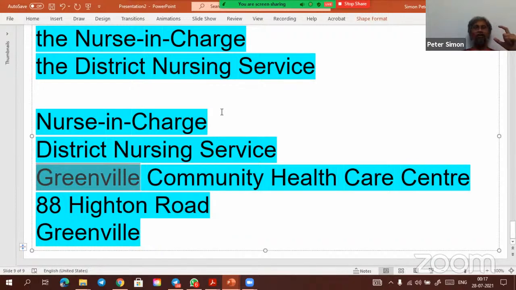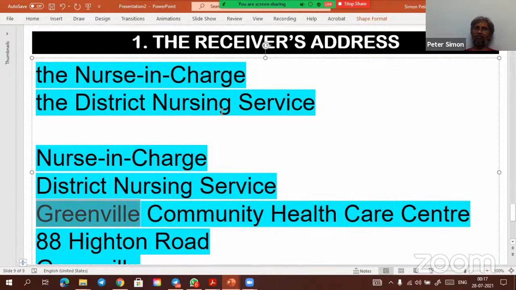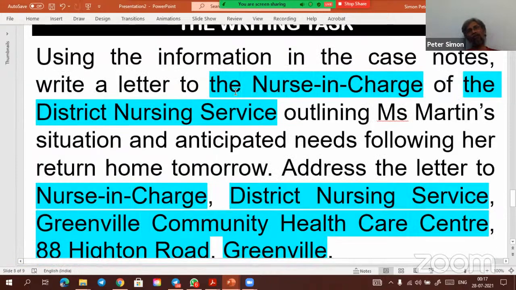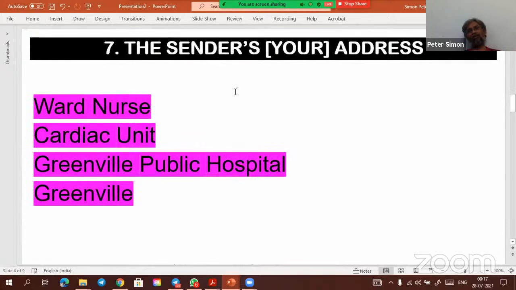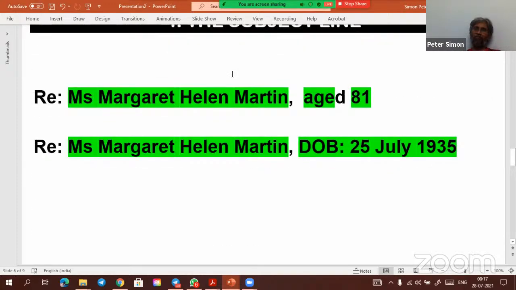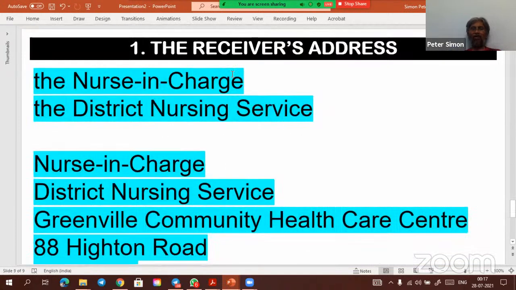You have to read between the lines. I have told you earlier for the previous example. Here, you remember Greenville is in Greenville. Greenville Public Hospital is in Greenville. That means you are sending this patient, okay, where? That is important. Where are you sending him? You are sending him to a health care center. Health care center.